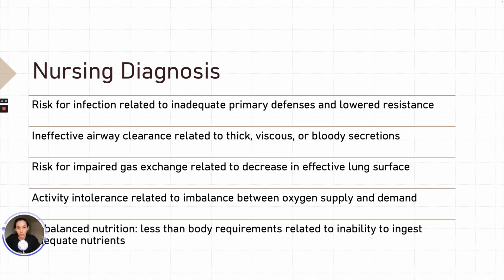So these are just some nursing diagnoses that we can use for TB. So risk of infection related to inadequate primary defense and lowered resistance. So that'd be anyone who's immunocompromised. Ineffective airway clearance related to thick, viscous, or blood secretions. Risk for impaired gas exchange related to decrease in effective lung surface. Activity intolerance related to imbalance between oxygen supply and demand. Imbalanced nutrition less than body requirements related to inability to ingest adequate nutrients.